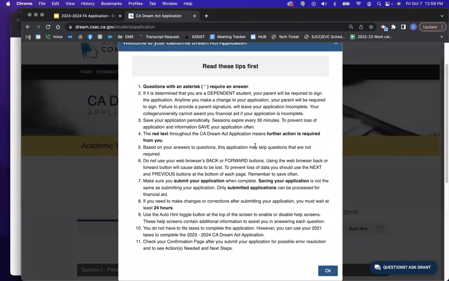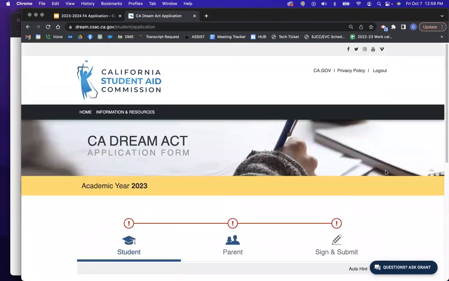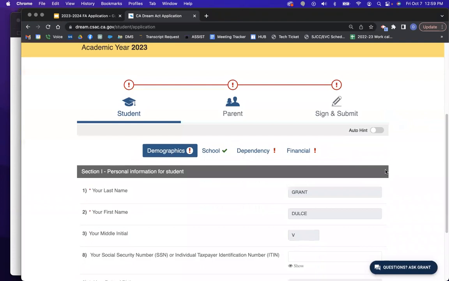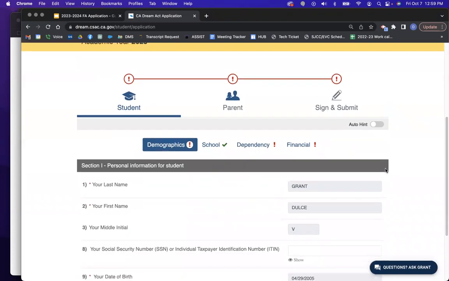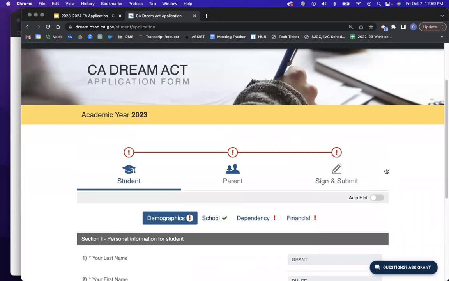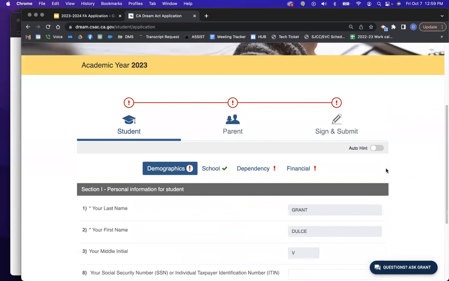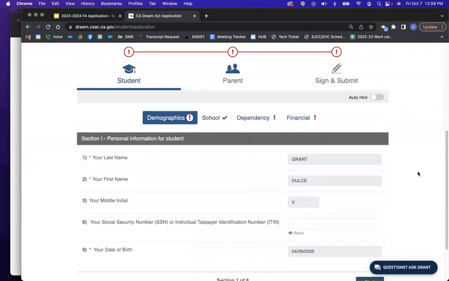Then it's going to give you some tips as you review. One of the really important things, and I hope that you remember, is that as you go, we want to make sure that you are taking note of all of the questions that are on here. And if it gives you an opportunity to save, save. This is the first time that I'm going through the application.